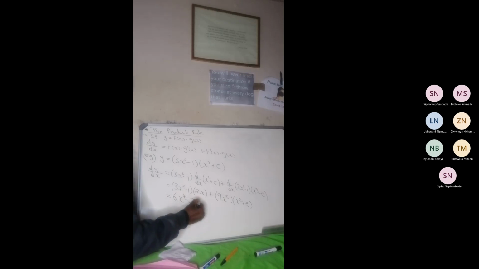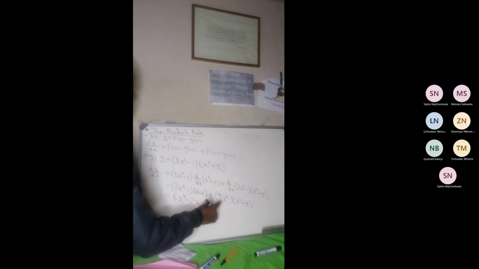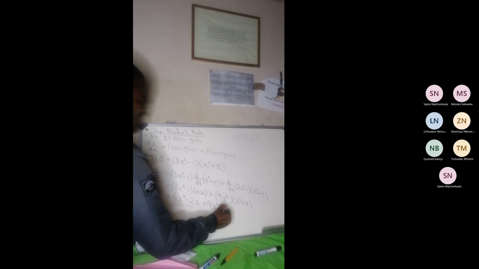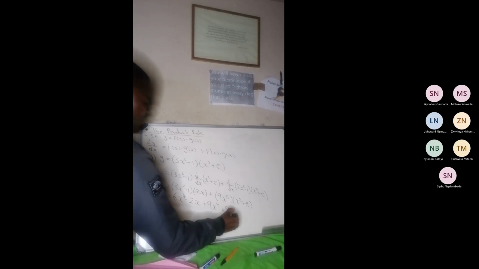Now, we remove the brackets. It means it's nothing but, I can see that people are tired now. We are soon going to end. We no longer have 10 minutes together. This is 6x to the power 4 minus 2x plus 9x to the exponent of 4 plus 9x squared.